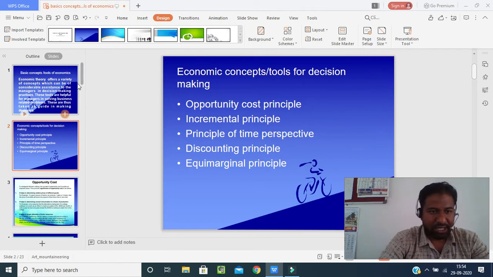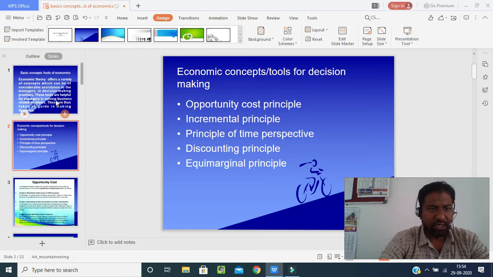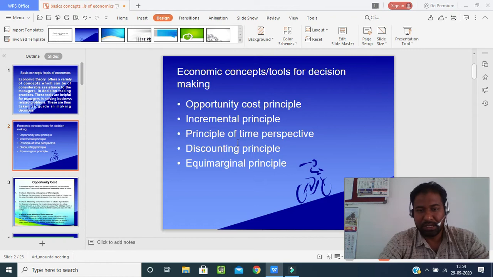The first one is, what are the tools of economics in our chapter? We have five theoretical parts, the five principles. The first one is the opportunity cost principle, the second is the incremental principle, the third is the principle of time perspective, the fourth is the discounting principle, and the last one is the equimarginal principle.